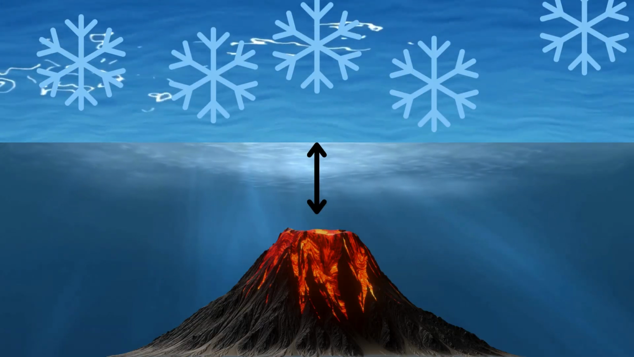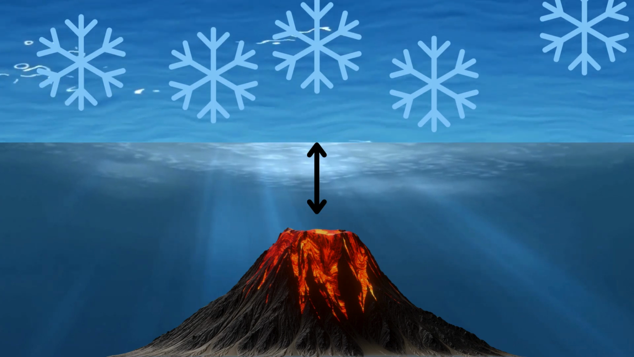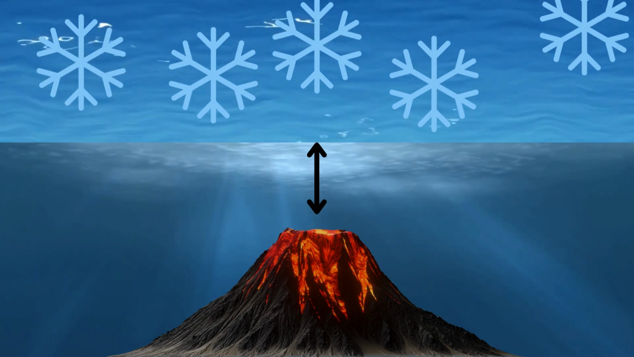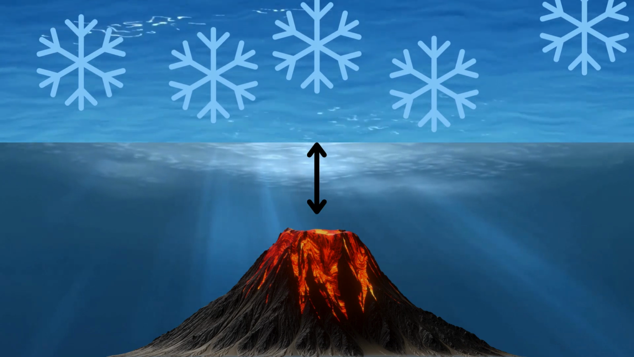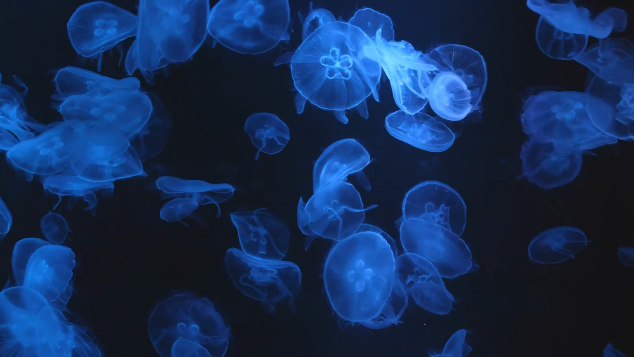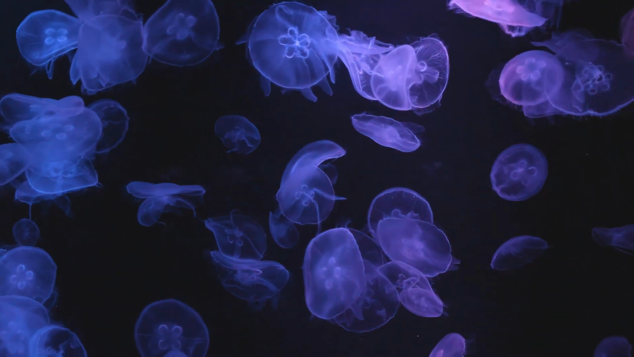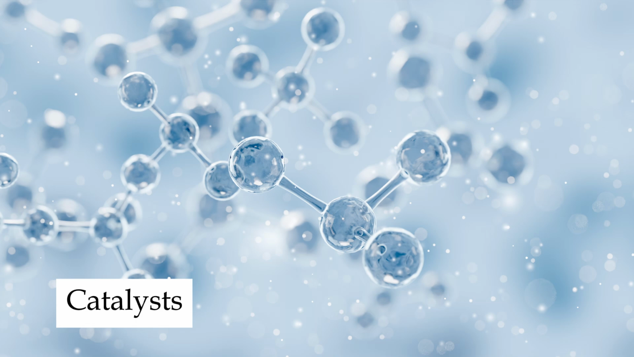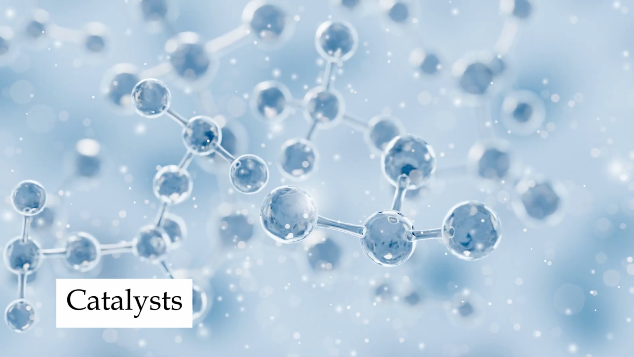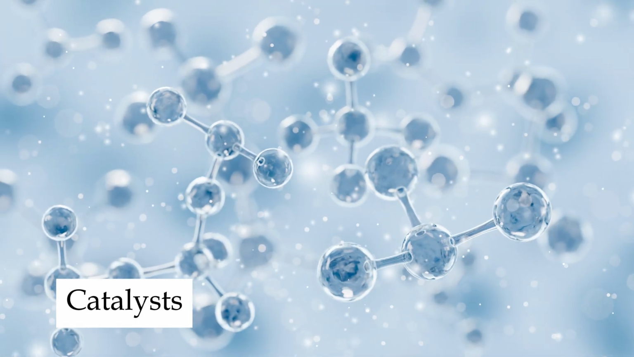Chemical reactions took place between the hot water from the volcanoes and the cold surrounding water due to the difference in temperatures and concentrations of substances. These reactions may have been the first steps towards life. This is where catalysts come into play. Substances that accelerate reactions without spending themselves.